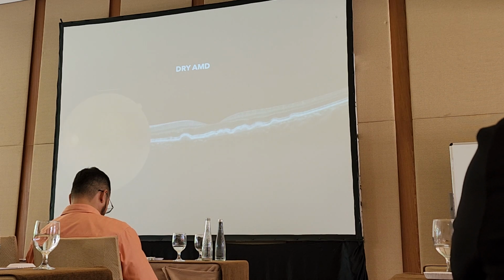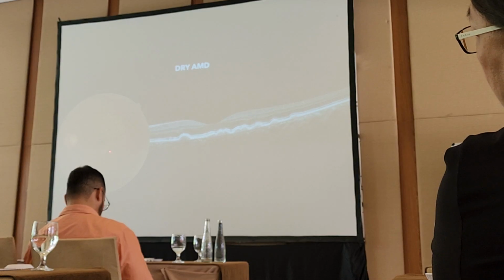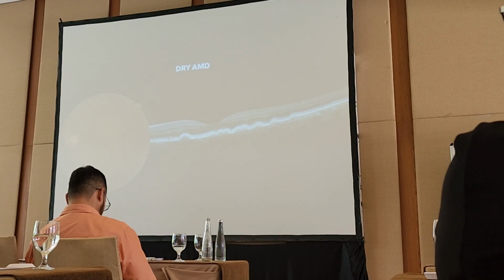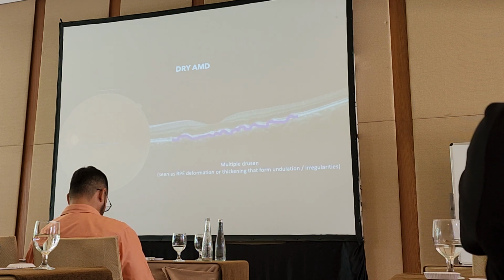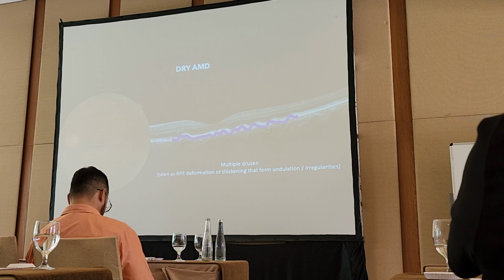Okay, this is a dry AMD patient. I hope you can see from the back that there is this yellowish spot over here on the macula that is corresponding to the PED, pigment epithelial detachment, that is a drusen. So multiple drusen seen as RPE deformation or thickening that form undulation or irregularities in the RPE. So no fluid, so this is a dry AMD.